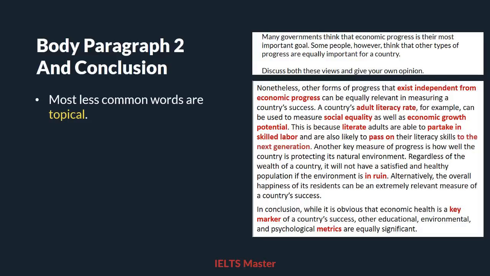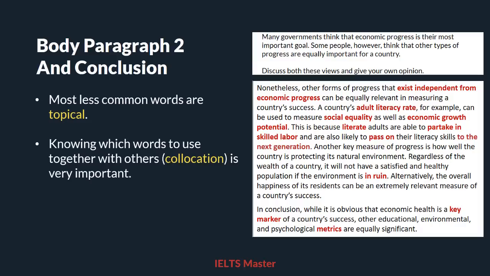In the end, we have key marker. I used key form of progress before or something like that, but here I have key marker of a country's success. A different way of saying a similar thing. And then at the end, metrics. Metrics being a way to measure something. It's very likely that you know many of the words on here. So more important than using high-level words is using the correct words together.